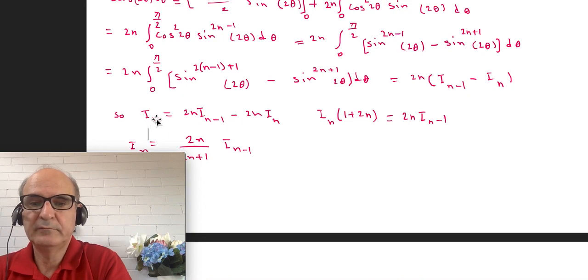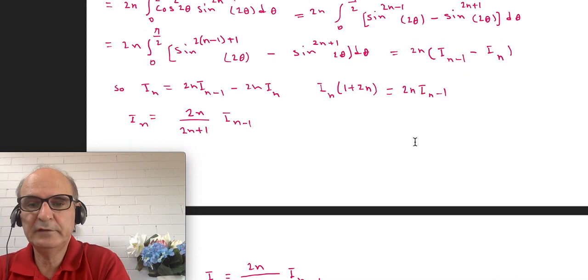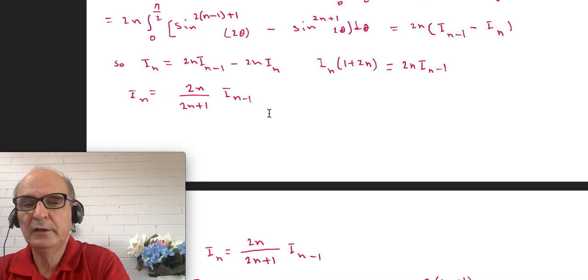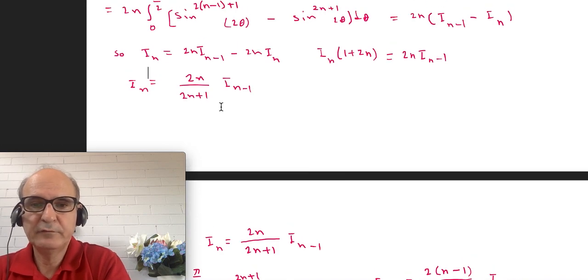Okay, so we started with the original integral, which was I_n, and we showed that it is equal to this. If I expand this, I get this, and taking I_n to the other side and factorizing gives us I_n times 1 plus 2n equals 2n I_(n minus 1). From here, if you make I_n the subject, you end up with the answer they have asked us to provide. Okay, that was for part I.